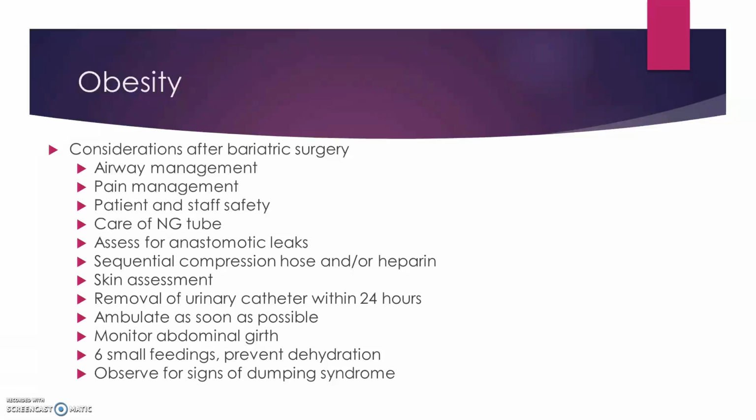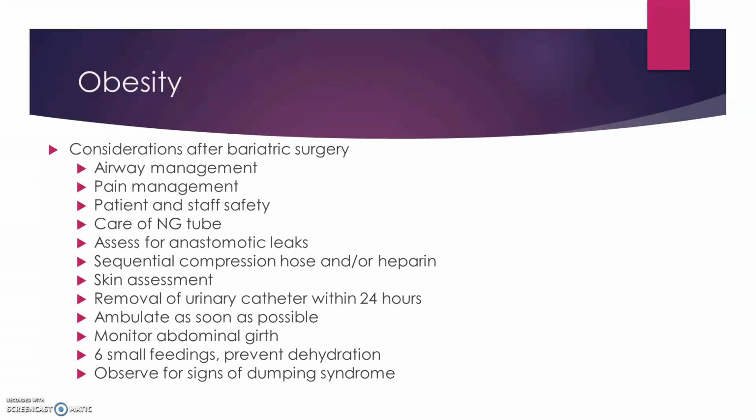Considerations after bariatric surgery include airway management. They might have obstructive apnea. They might have hypoperfusion. So you have to make sure that they've got a good airway. Pain management after any surgery is important. Patient and staff safety is always important when we're talking about bariatrics. Some of the equipment is not rated for heavier patients, as well as moving patients can cause injury to staff.